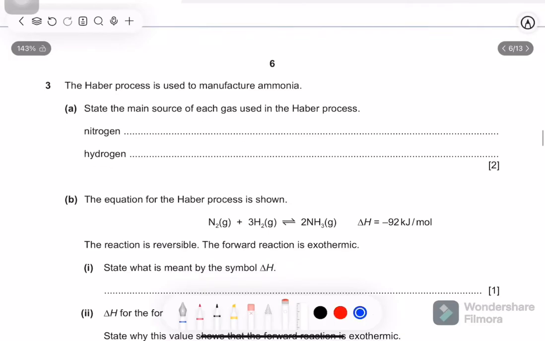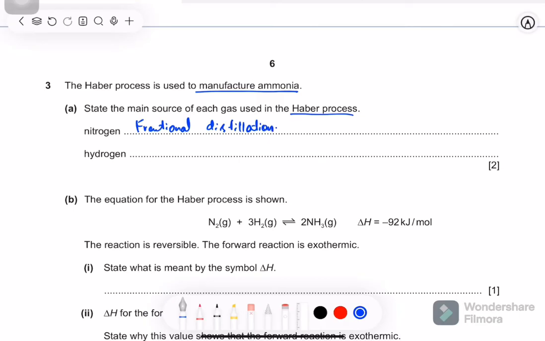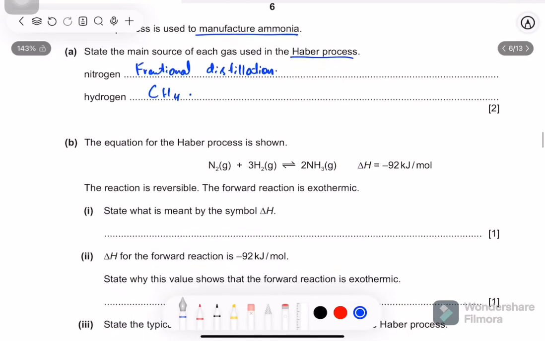Next question. The Haber process is used to manufacture ammonia. State the main source of each gas used in the Haber process. You just simply have to remember this. Fractional distillation of air. When liquid air is distilled fractionally, it gives us nitrogen, and we get hydrogen from methane. When we react natural gas with steam, we get hydrogen. You just have to remember the sources, no need to remember the details.